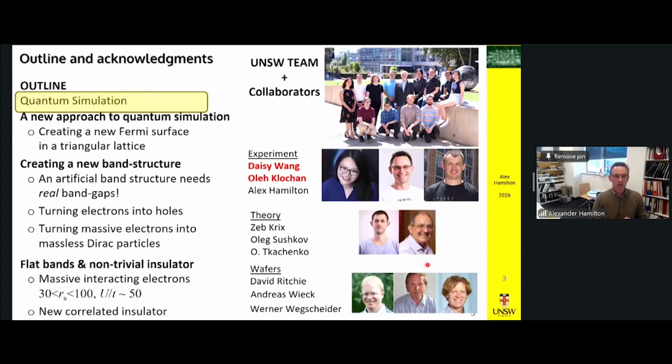So what I'm going to talk about is why we want to simulate things at a quantum level, a new approach to doing quantum simulation, and then I'm going to show you some results, how we can create artificial matter with designer band structures. We can turn electrons into holes. We can change the mass of electrons. And then finally, if we make the mass heavy enough, we can actually get some very interesting correlated physics.